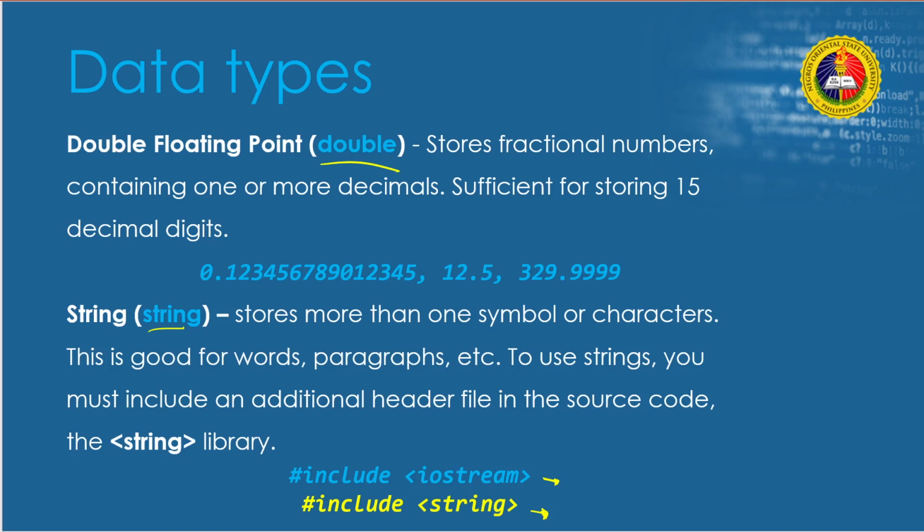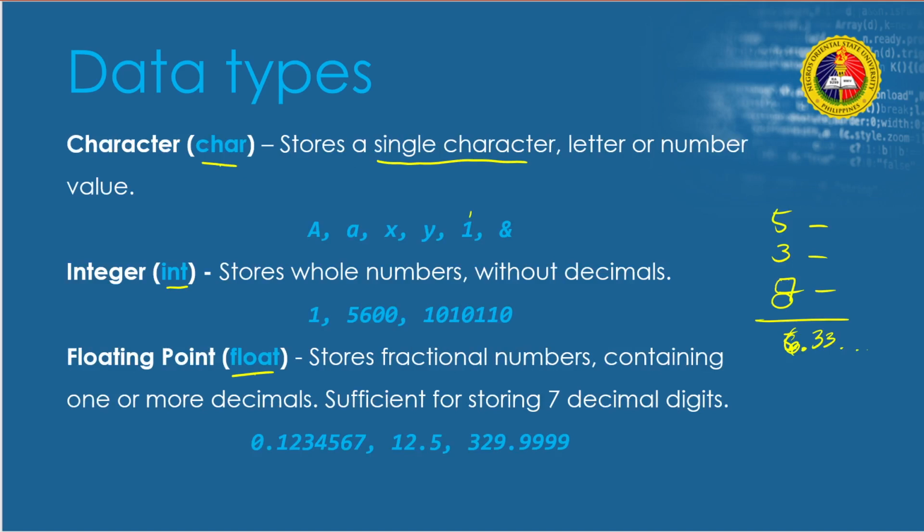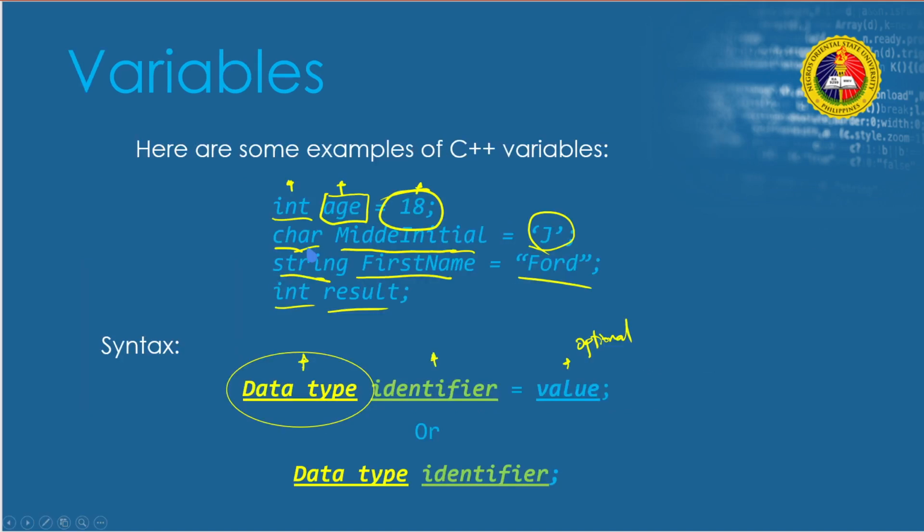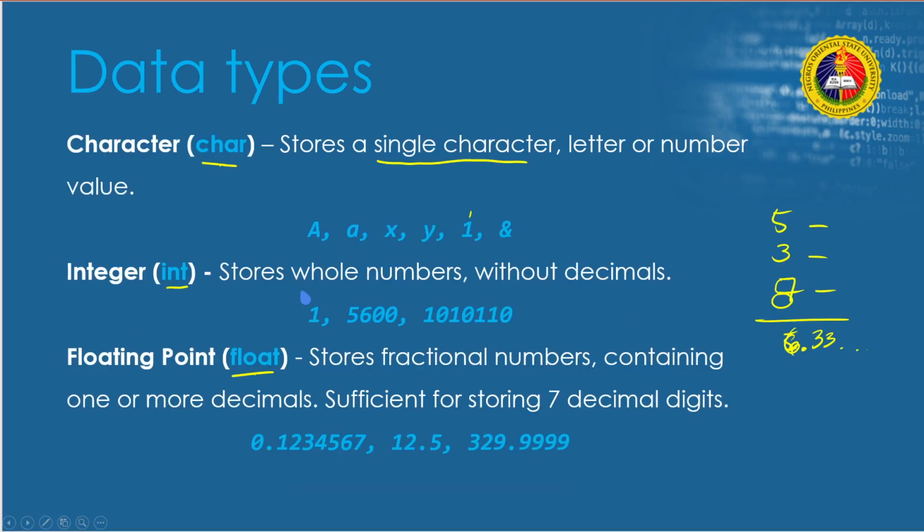Strings store more than one symbol or character. Just like in the earlier example, we all know that char will only store one, but if it's going to be more than one, we will use string. So this is good for, let's say, first name, last name, address, etc. So long as it uses multiple letters or characters, we will use string.